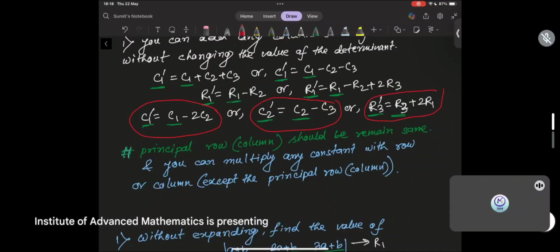Principal row or column means what? That means the row or column in which you are giving the operation must be kept the same. You cannot multiply any constant, or a negative, with the principal row. And you can multiply any constant with a row or column except the principal row.